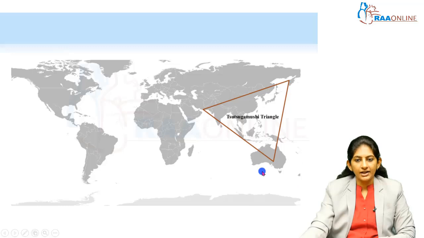So the Tsutsugamushi triangle predominantly starts from the areas of Pakistan, predominant areas of India, Singapore, Malaysia, Myanmar, Thailand, Vietnam. So all the Southeast Asian countries, even Japan, some southern parts of Russia, western parts of China, and northern parts of Australia. So this is the Tsutsugamushi triangle.